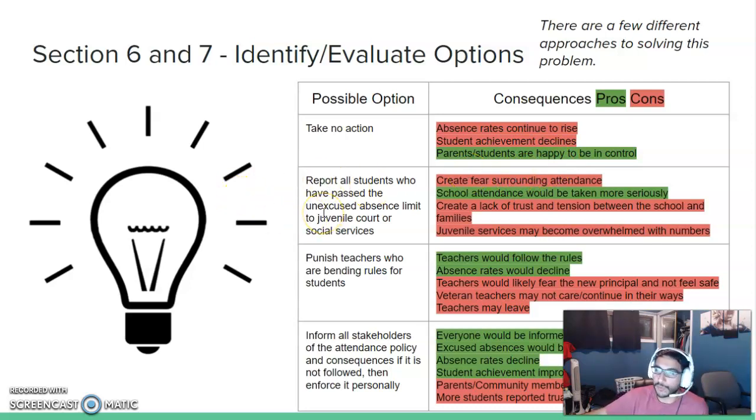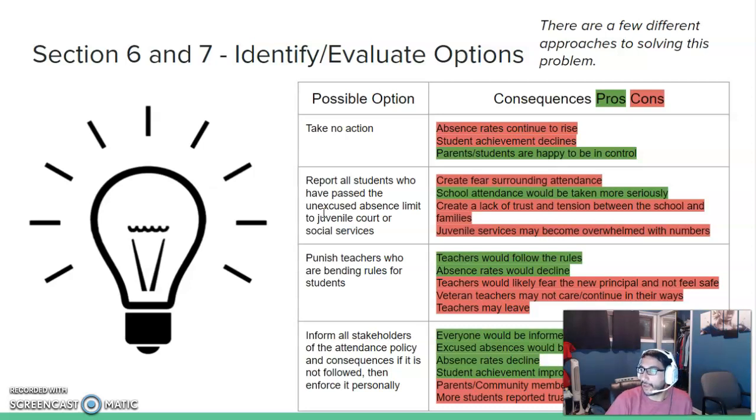Another option would be reporting all students who have passed the unexcused absence limit to juvenile court or social services. Some cons would be it would create fear surrounding attendance, it would create a lack of trust and tension between the school and families, and juvenile services may become overwhelmed with numbers. But a pro to it would be school attendance would be taken more seriously, which I feel like it should be.